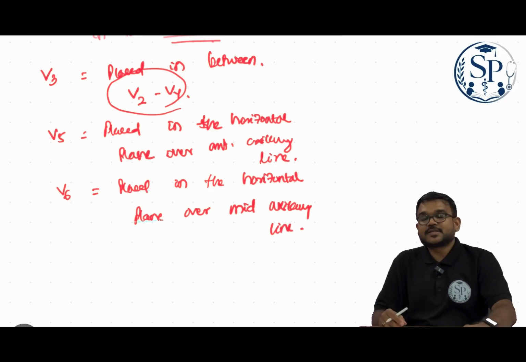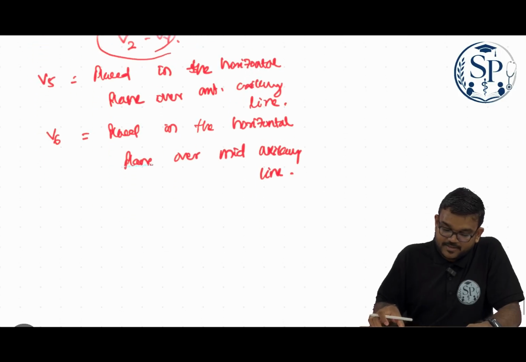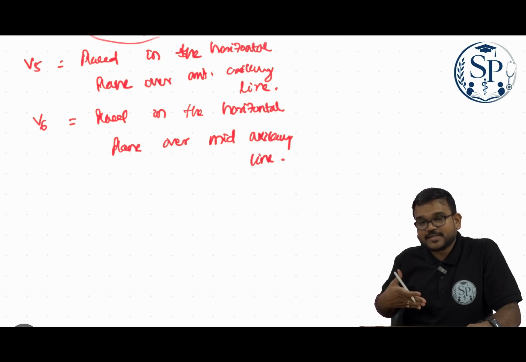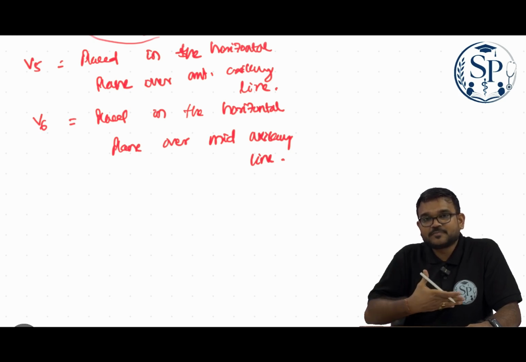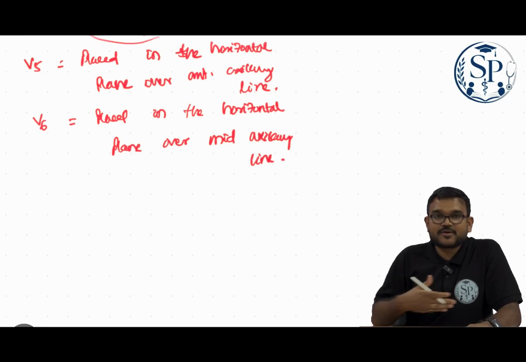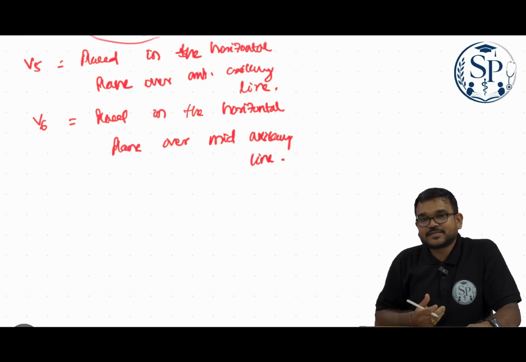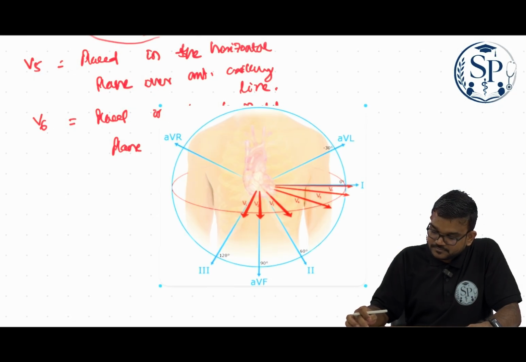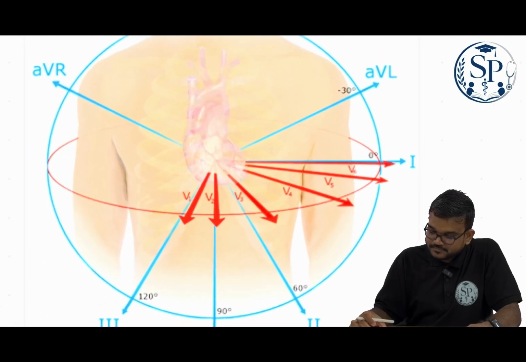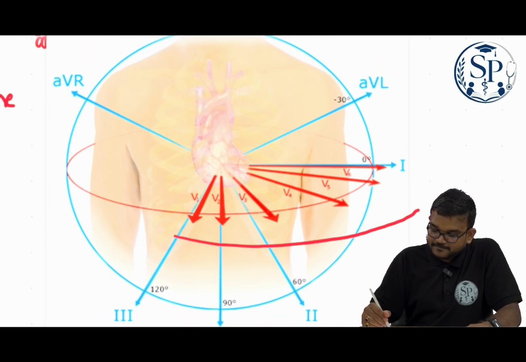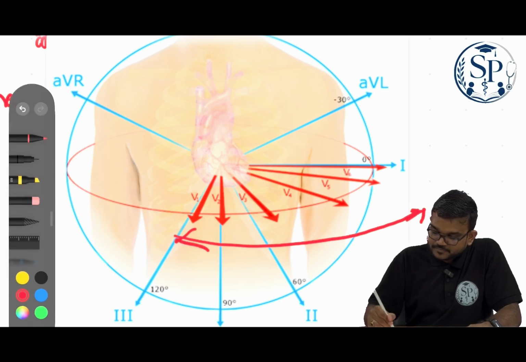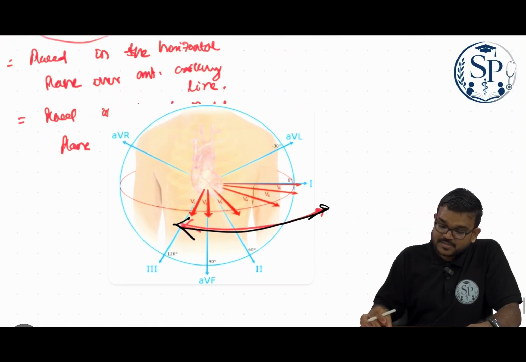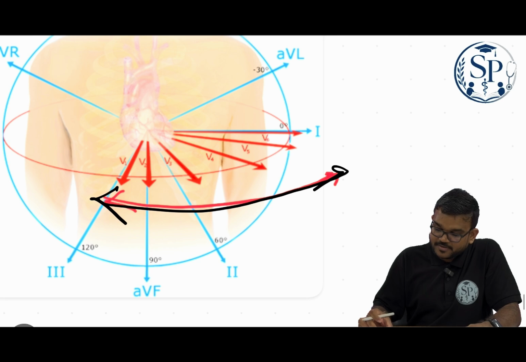Okay, so these are the placements of V1 to V6 accordingly, placing the electrodes starting from the right border of the heart, covering the septum, to the left border of the heart. So this will record the electrical potential across the horizontal plane of the heart. You can see here, right? This is the plane or site of recording.